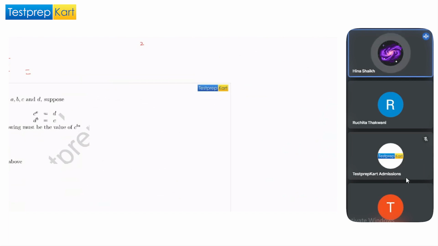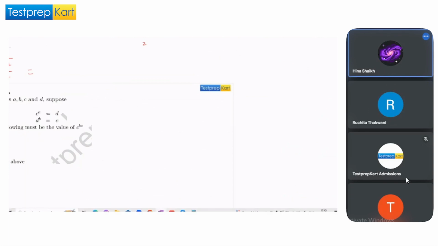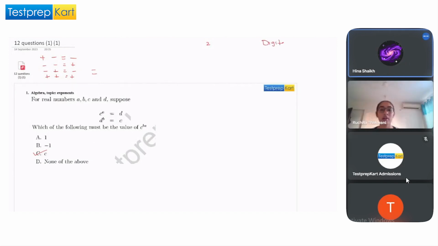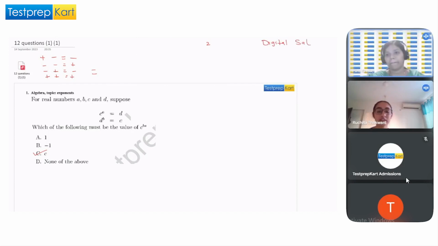So first we'll discuss the digital SAT. You have to give this exam online, and the calculator will be allowed. Before, there was a calculator part and a non-calculator part, but now a calculator is allowed. You can carry your own calculator, or a digital calculator will be provided on your screen. Scientific or normal calculators are both allowed, but it is better to take a scientific calculator.